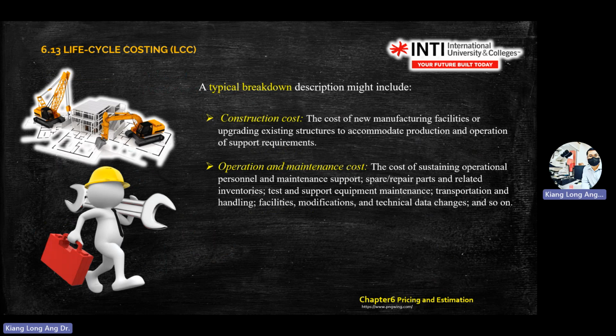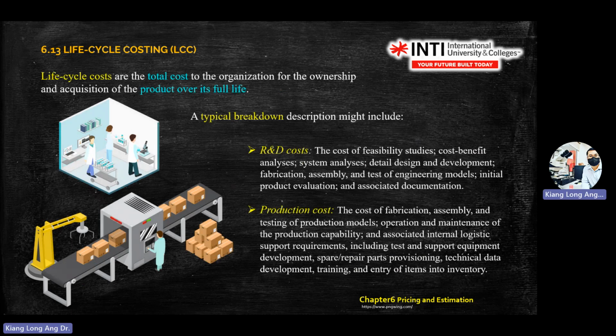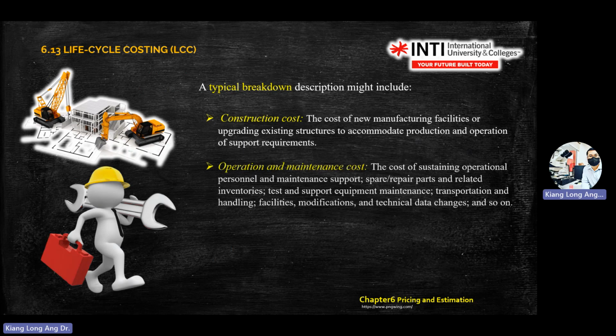First is R&D cost. Second, production cost. Third one, construction costs. Fourth, operation and maintenance costs. So there are lots of things you can read. So important, I highlight the points. R&D costs, production costs, construction costs, operation and maintenance costs.